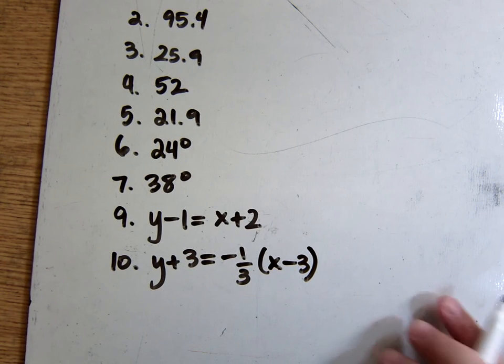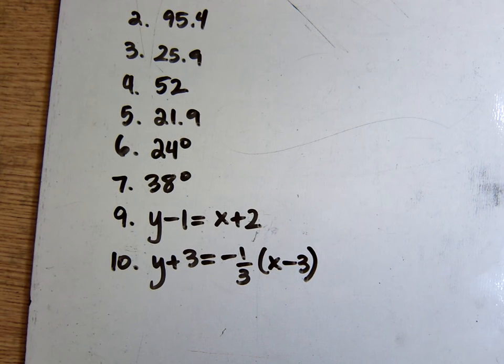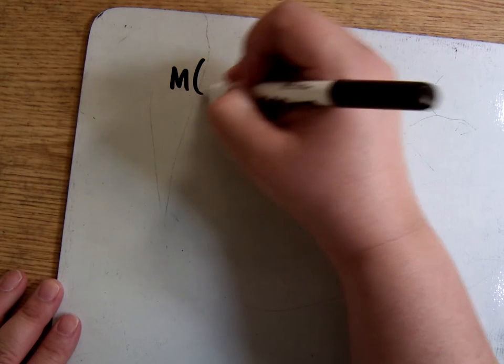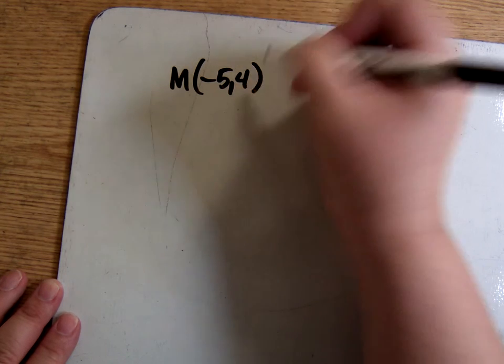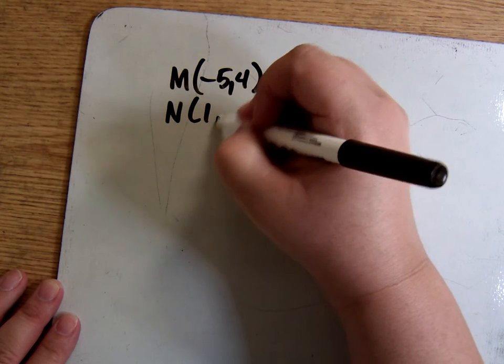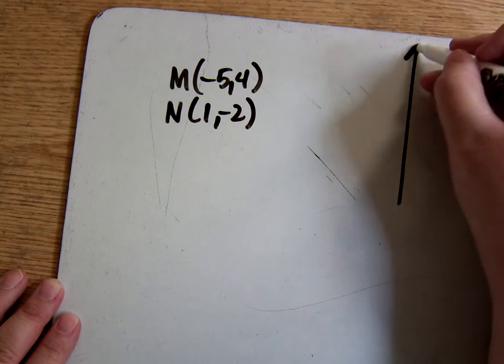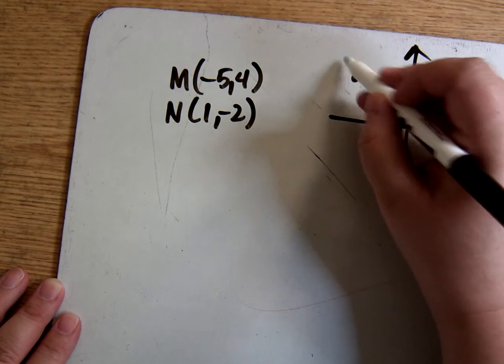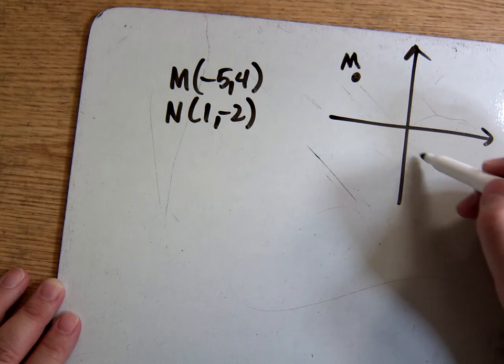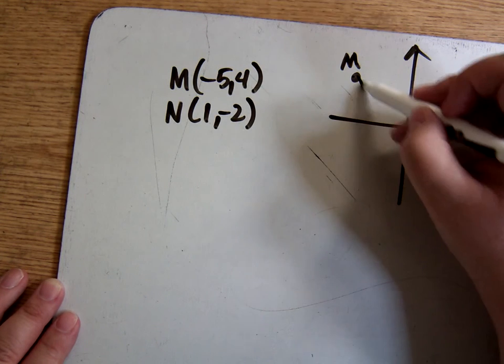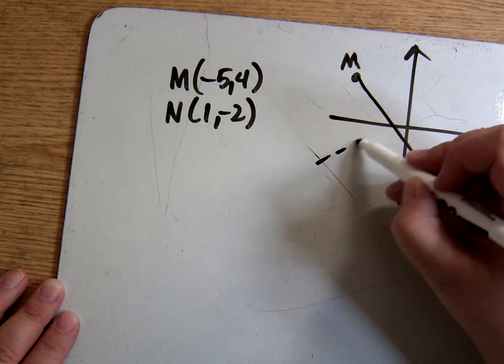All right, so in the interest of giving you a little bit more help on your homework, I'm going to go ahead and do at least number 9, possibly number 10 for you as well. So number 9 wants me to find the equation of a perpendicular bisector of the segment MN, where M is negative 5, 4, and N is 1, negative 2. So M is over here somewhere, and N is somewhere around here. So I'm looking for that perpendicular bisector.